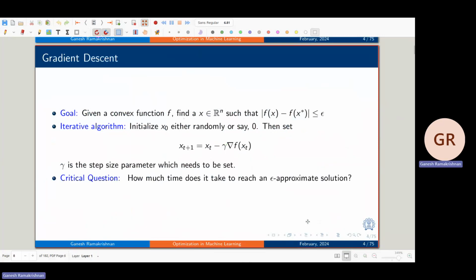The critical question is, how much time does it take to reach an epsilon approximate solution if I keep doing this? So I do, while the absolute value of f(x_{t+1}) minus f(x star)... I don't know what f(x star) is, right? I want to go close enough to f(x star). x star is my optimal point here, and I don't know what x star is. So I'll iterate until f(x_{t+1}) minus f(x_t) is less than or equal to epsilon dash. So it will not be the same epsilon. I want to get close enough to epsilon. That's my goal.